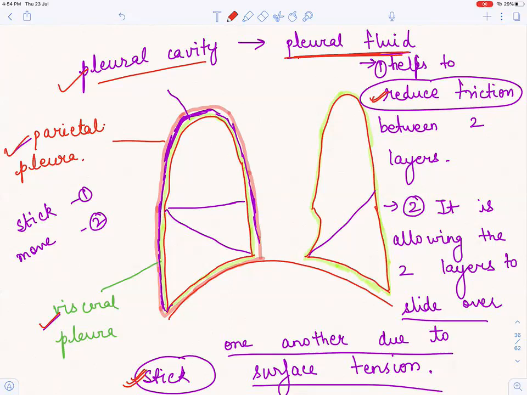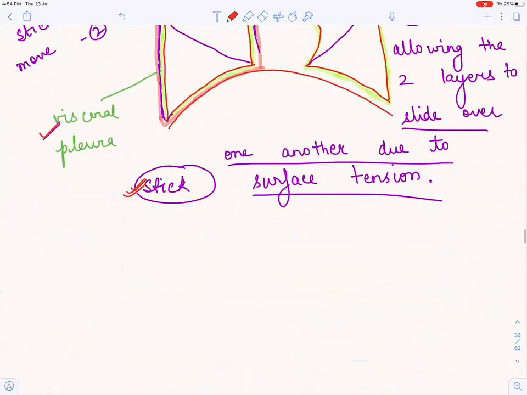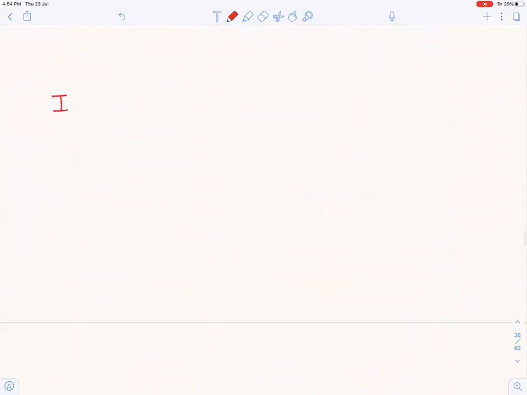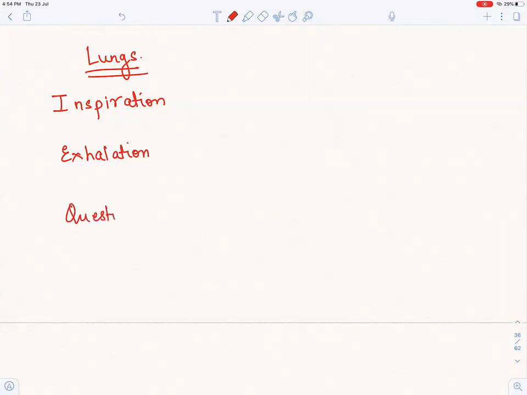The next class is very important. It is inspiration and expiration, or exhalation, and the process. And then we'll do the respiratory volume. So my next class is inspiration and exhalation. And I'll see if there is any point that's missed in lungs, and I'll tell you that also. And then after this, we'll try to do some questions in that class only. And then after these two, we'll start with the respiratory volumes.